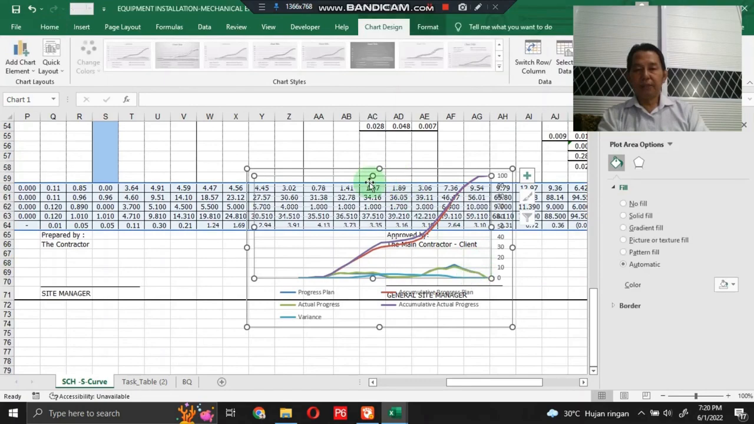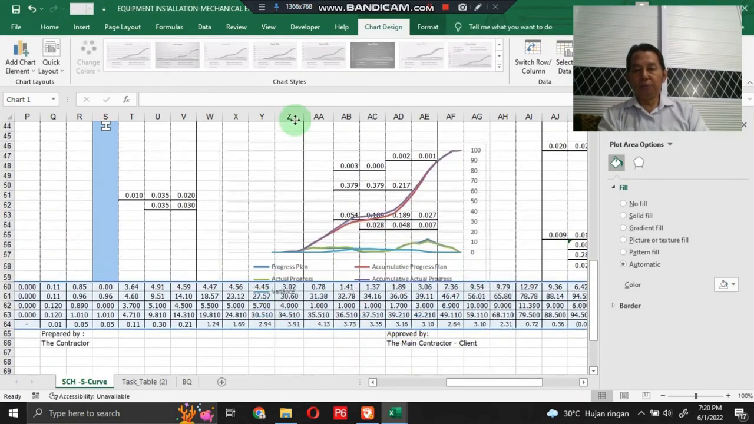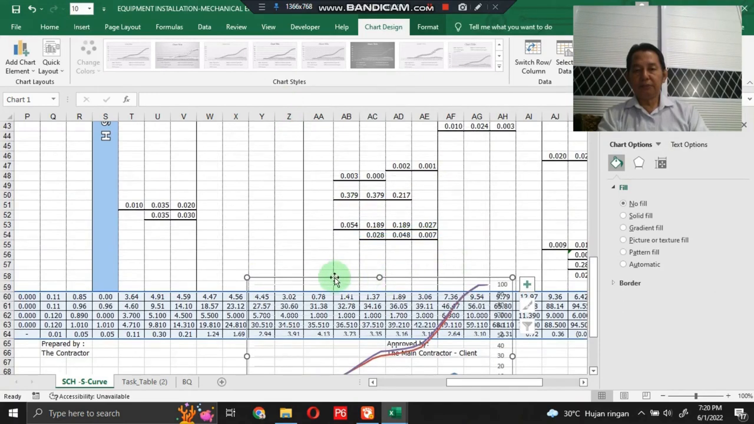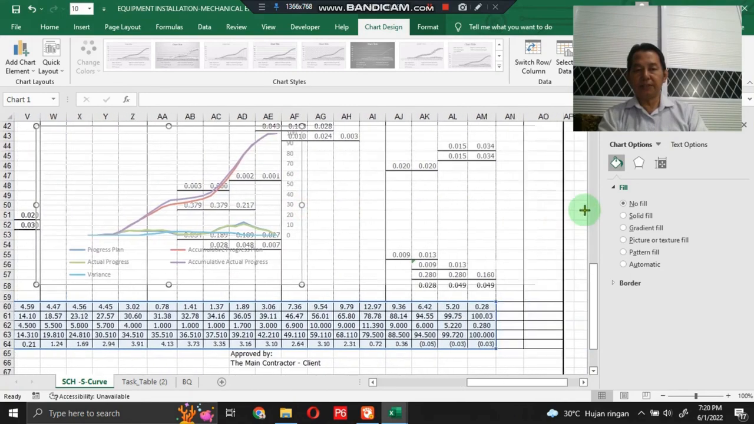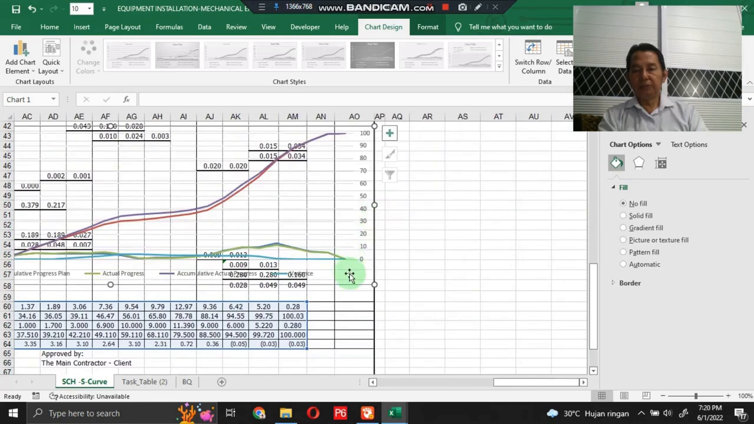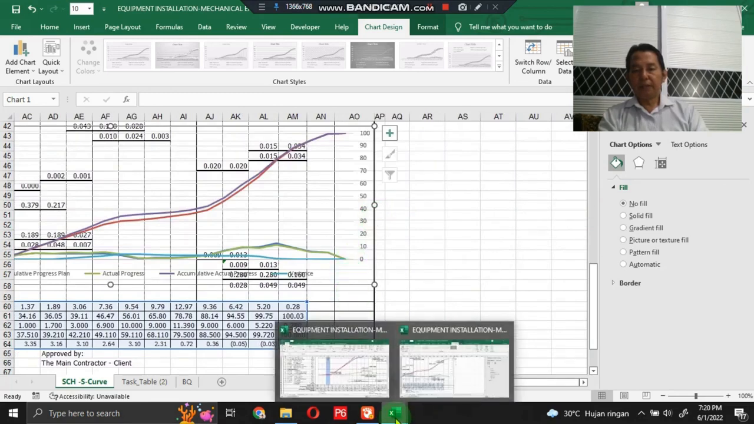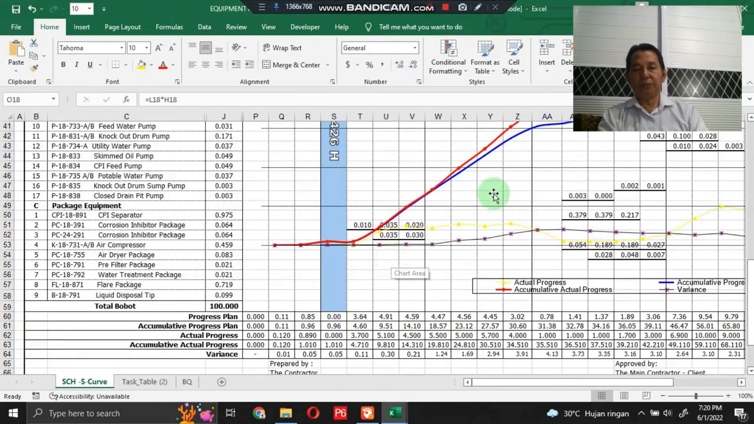Then we move it to the middle of the schedule and adjust the size. The final S-curve should be like this. Thus, my brief explanation of how to make a work schedule and S-curve for equipment installation and mechanical erection works.